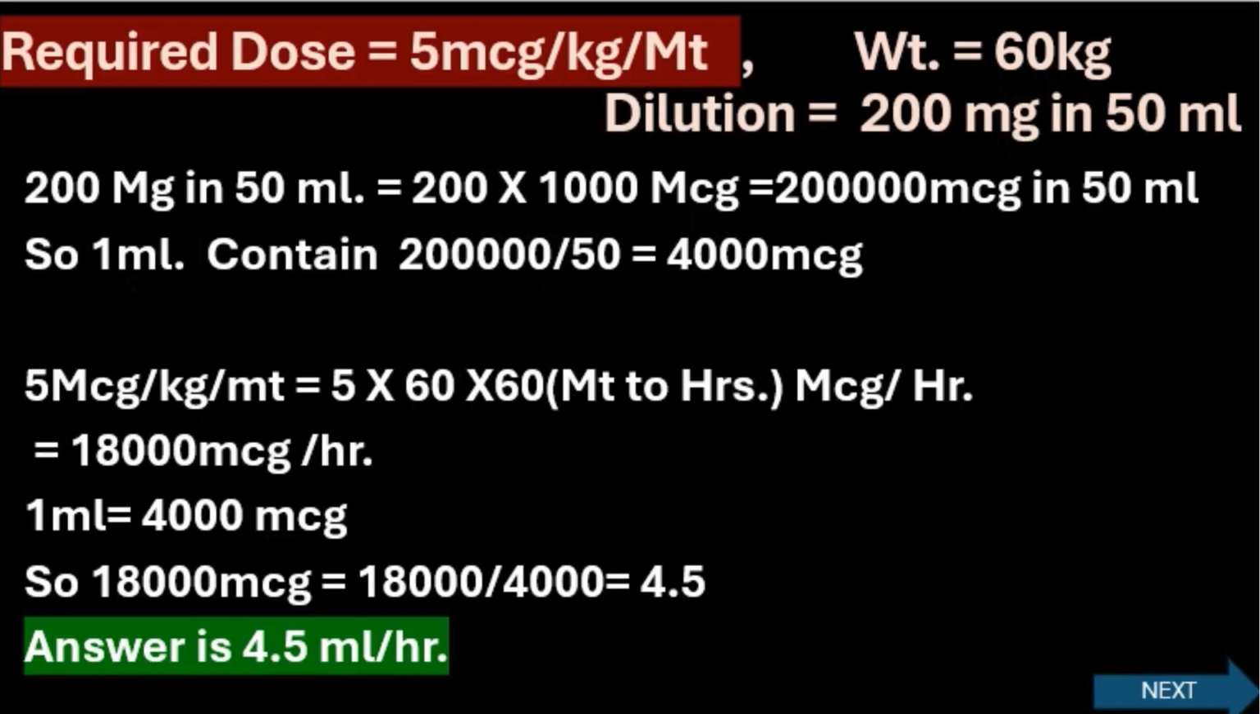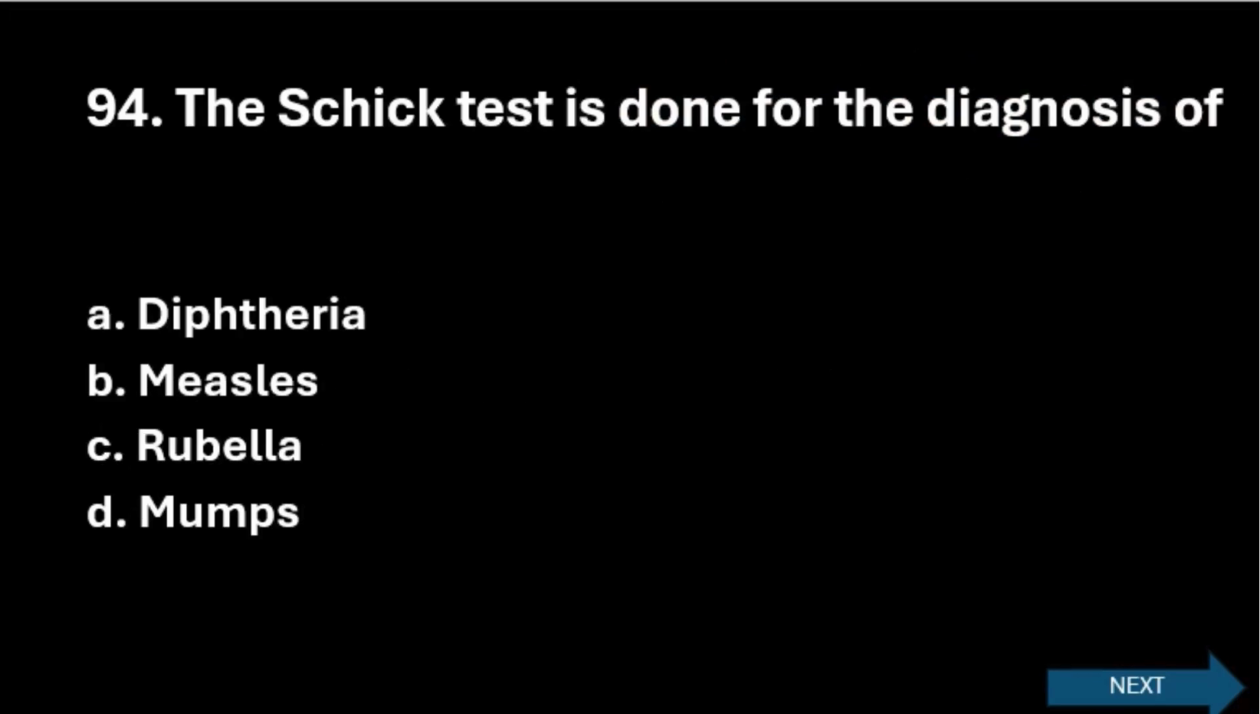The sixth test is done for the diagnosis of option A diphtheria, option B measles, option C rubella, and option D mumps.